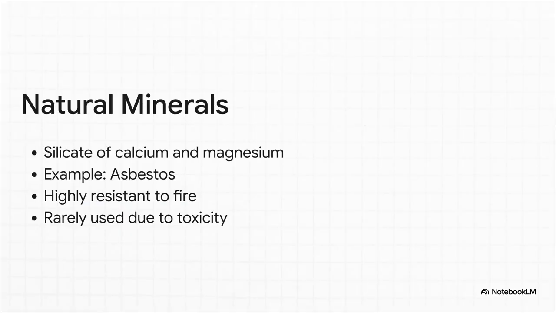Now let's just touch on that last branch really quickly. While mineral fibers like asbestos do exist, they're made from a silicate of calcium and magnesium, and yeah, they are incredibly resistant to fire. Their extreme toxicity means we're going to keep our focus entirely on the fascinating and much safer science of plants and animals today. So we'll just leave the minerals behind for now.